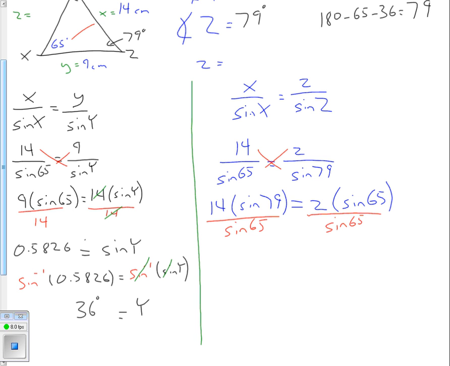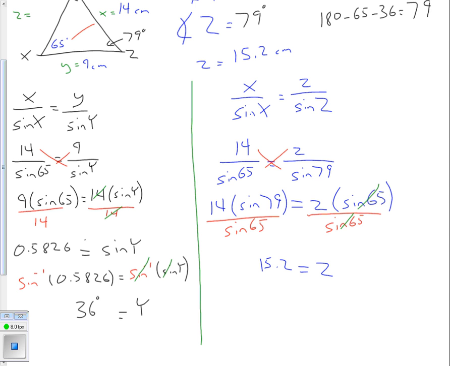Sine 65 divided by sine 65 on the right-hand side of the equal sign is going to cancel those two things out. So that's just going to leave me with the length of z. And if I calculate what's on the left-hand side, I've got 14 times sine 79 divided by sine 65. And that's going to leave me with approximately 15.2. So z is equal to approximately 15.2 units long. So 15.2 centimeters.